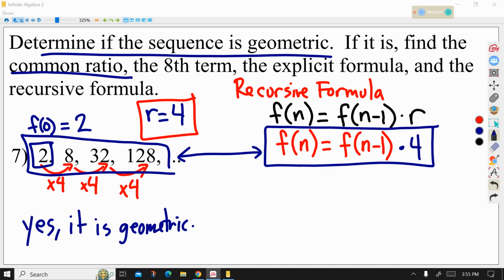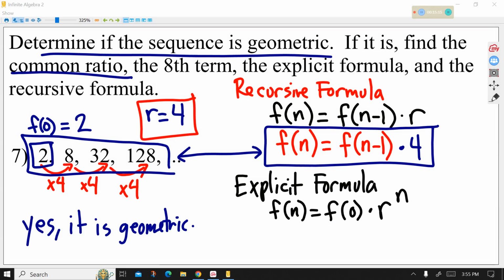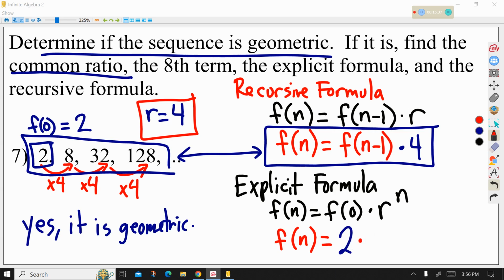So now we need to get the explicit formula. And the explicit formula is down here. F of n equals f of 0. Okay, so f of 0 again is the first term in our sequence. What's the first term in the sequence? 2. So what do we put right here? We put 2. Now it's going to be times r to the n. So the r that we have to put down is our common ratio, which is 4. So we put 4 right there.